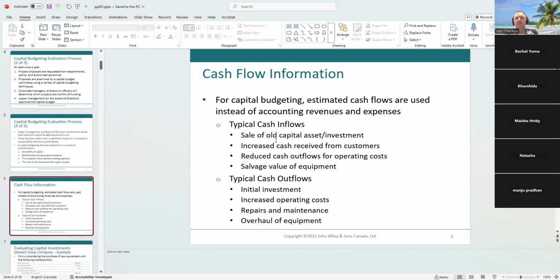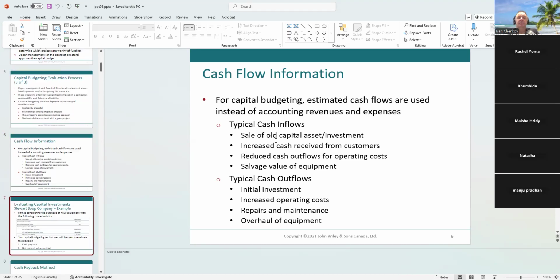Second, a possible cash stream will be the increase of the revenue that we get from the customers. The other possible cash stream is from the reduction of cost, either operating or on product. And the last one will be the salvage value of the equipment or machine that we just purchased at the end of its useful life. Outflows are usually related to the initial investment, increase in the operating cost, repair and maintenance, and some major renovations that we have to do on the equipment.